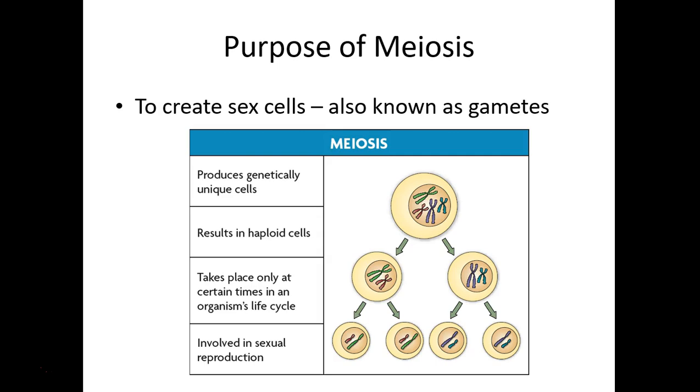And sexual reproduction, or meiosis, is only going to take place at certain times in an organism's life cycle. So for example, humans only start going through meiosis when you get to puberty. So as a child, your body does not go through this process.